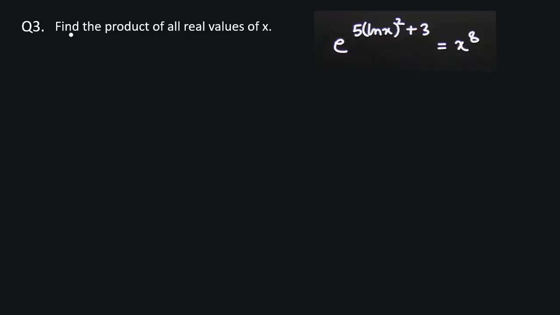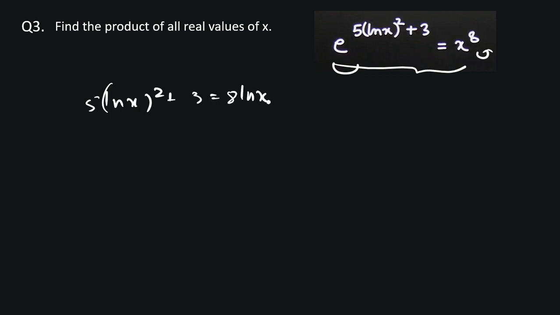The next question is, find the product of all real values of x in this equation: e power (5 ln x) whole square plus 3 is equal to x power 8. So here there is e and here 8 is in the power. So we can use log on both sides. We get (5 ln x) whole square plus 3 is equal to 8 ln x, because if we apply log here, 8 comes before.